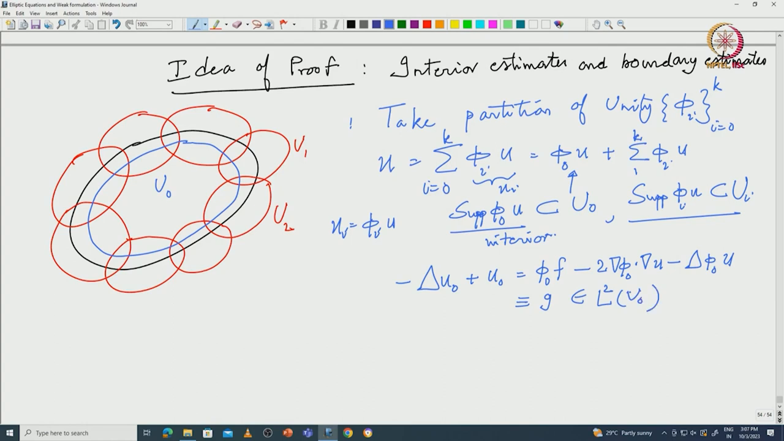And then u_0 has a support completely inside, and you can extend your u_0 by 0 outside, and then you can get u_0 tilde, the extension by 0, minus the Laplacian of u_0 tilde plus u_0 tilde equal to some g tilde in L2 of Rn by extending, and then apply your result to get regularity of that one. So you write here, and you can get your estimates.